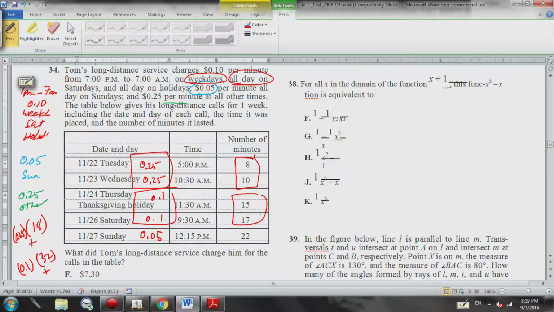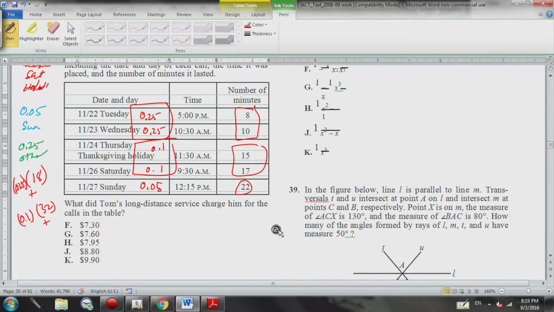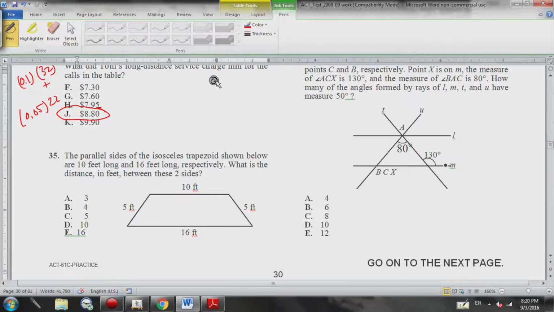And then you have to add to that 22 minutes. He does talk for quite a bit of time on Sundays because he knows it's cheap. Anyways, 22 minutes at 0.05. So this is the total amount of money he's going to have to pay. You do this and this and this, and if you add it all up, I think it comes to be J. That's a lot of time for one question. Anyway, so 35.